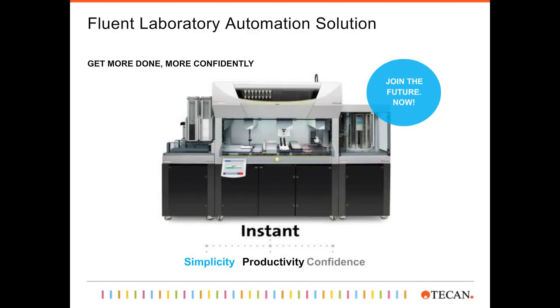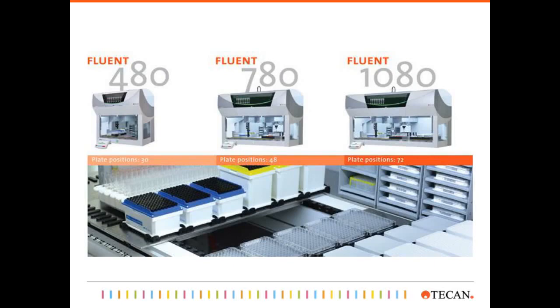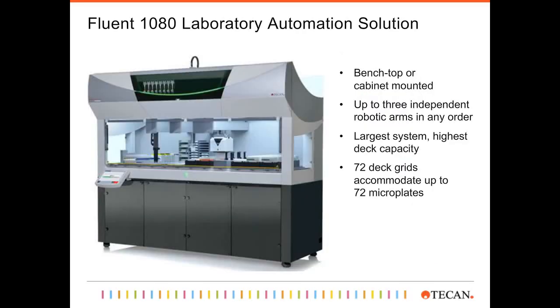The Fluent comes in three flavors. There is the small, medium, and large, the Fluent 480, 780, and 1080, if you will. The difference is primarily the sizes of these instruments. So the 1080 itself is this one here. This is the big one. It can be benchtop or cabinet mounted. It can have up to three arms in any order, and I'll talk about the arms here in a moment. It's got the largest system and the highest deck capacity. So it's got 72 deck grids, and you'll see a little bit more what I mean by deck grids. And that allows us to have up to 72 plate positions. We can actually have many, many more plates than that on the work table, but I'll talk about that as well.